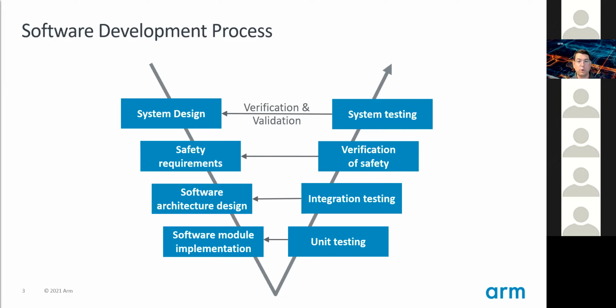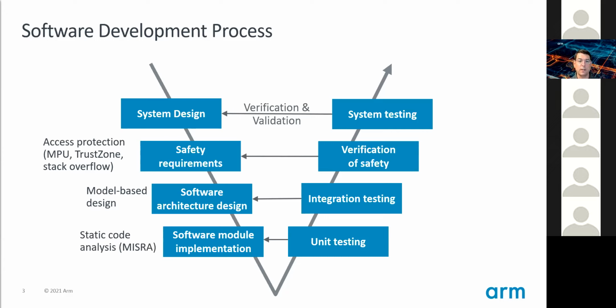This V-model approach is supported by various ARM products. For example, ARM processors include access protection via MPU or stack limit registers. During the software architecture design, functional models help to start creating and testing the design early. Static code analysis and MISRA coding rules help already during software development. Our tools integrate with lots of third-party tools to support that.